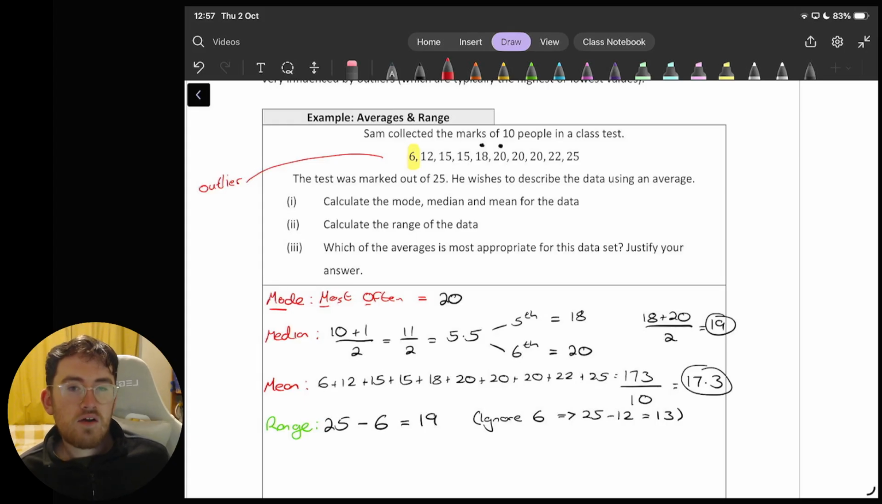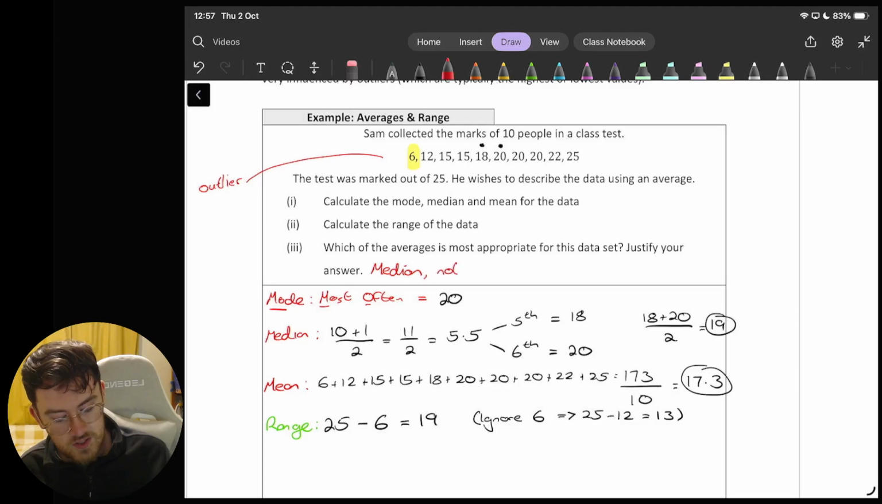And I think for that reason, you would want to choose a measure of average that is not as influenced by outliers. So I would probably say there that the median is probably my best measure of average because it's not influenced by the outlier.